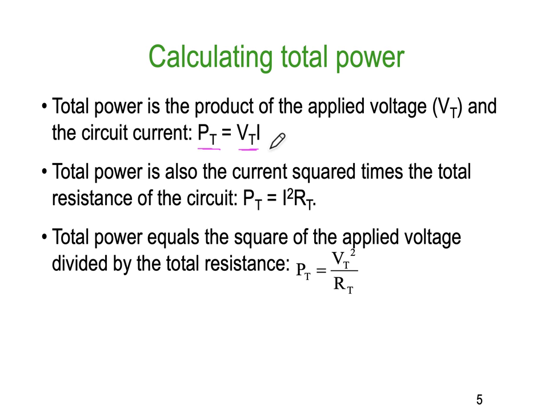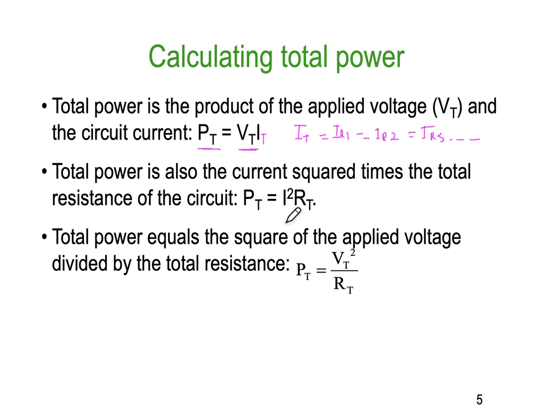And you'll notice that we didn't bother putting an IT in here for current total, because in a series circuit, I total is equal to the current in resistor 1, and it's also equal to the current in resistor 2, and it's also equal to the current in resistor 3, ad infinitum. So total power is the current squared times the resistance.